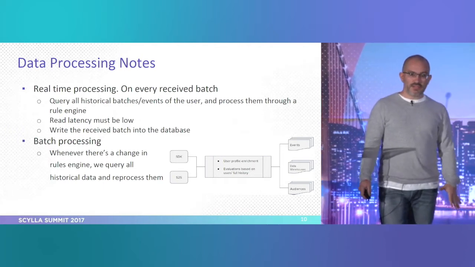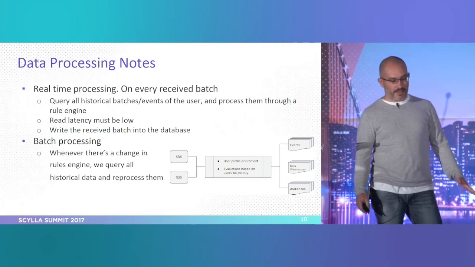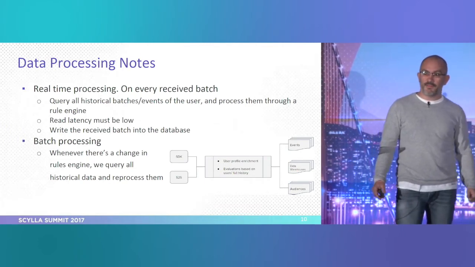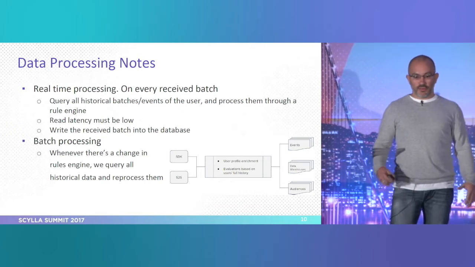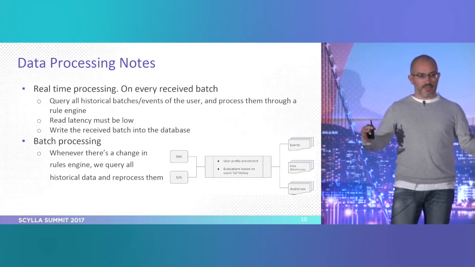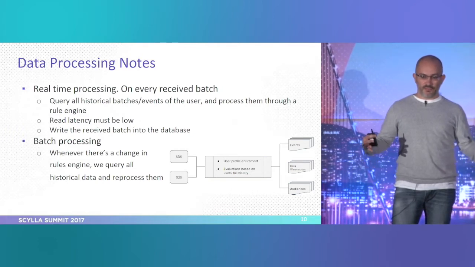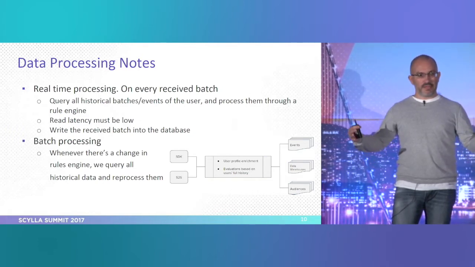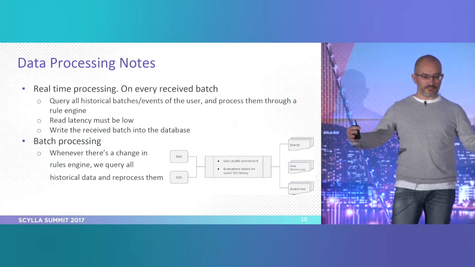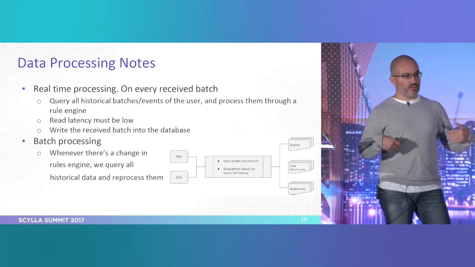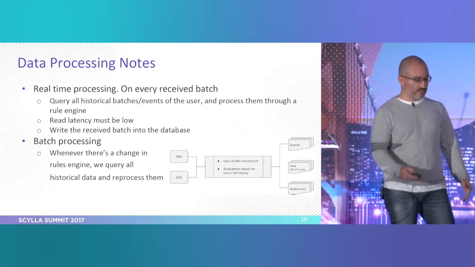In addition to the real-time processing, we also have a batch processing mechanism that kicks in whenever a customer makes a change to one of their rules. Whenever that happens, the client application reads all the historical event data that we have for the customer, for all the users that the rule change applies to, reprocesses it through the rule, and then writes it back into Scylla and sends it downstream to third parties.